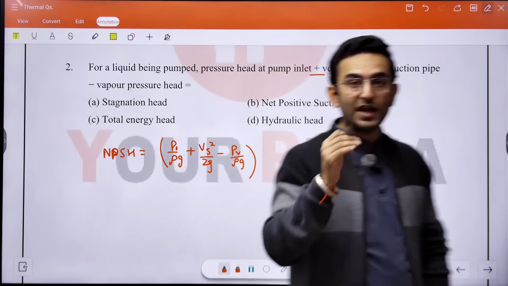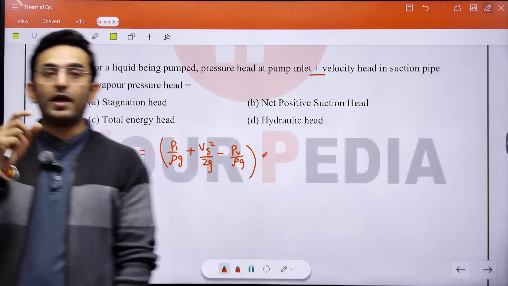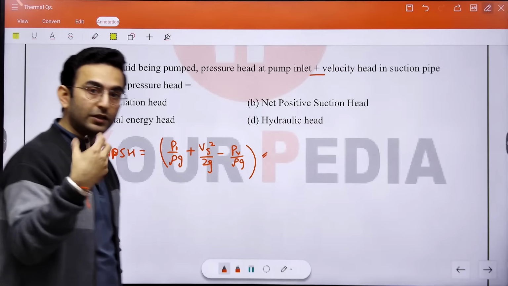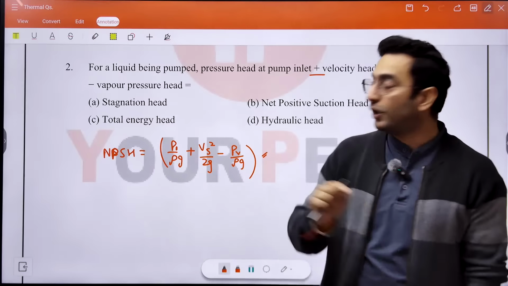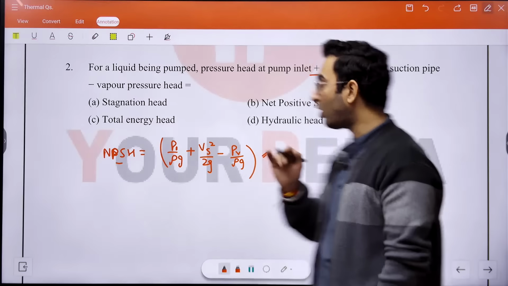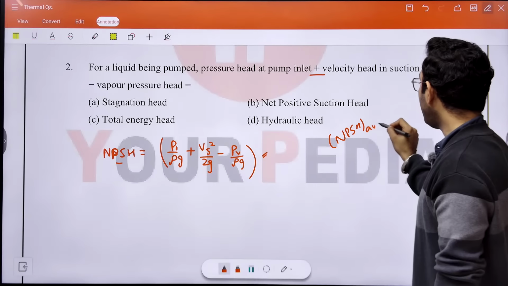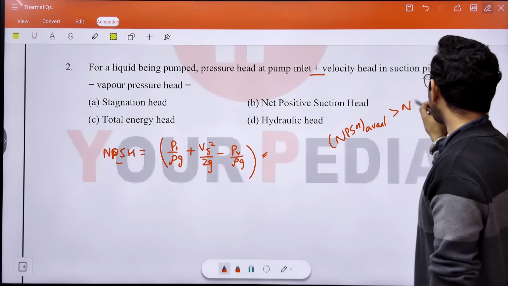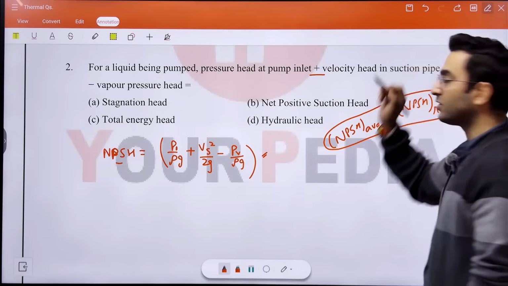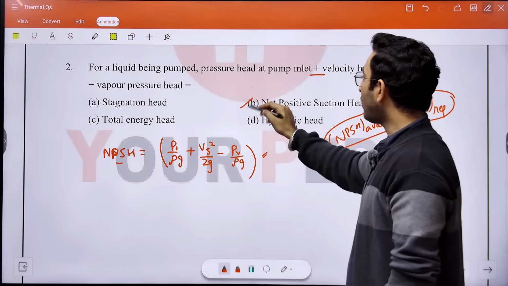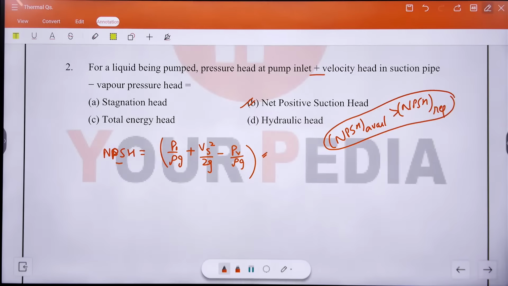So you have to remember the formula here. That is very, very important for you. And from the NPSH only we define the Thoma cavitation factor here. In order to avoid cavitation in pumps, we have to ensure that the head available at the inlet of the pump should be more than the required NPSH. So always remember that: in the case of a pump, the NPSH available at a particular location should be more than the required NPSH. In this case, option B will be the correct answer. Next question.